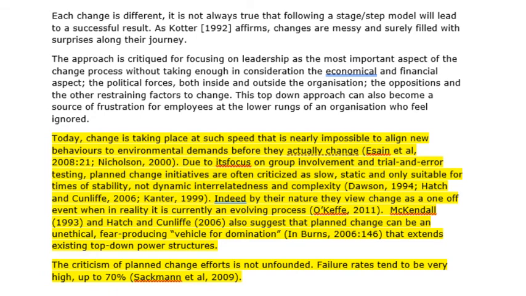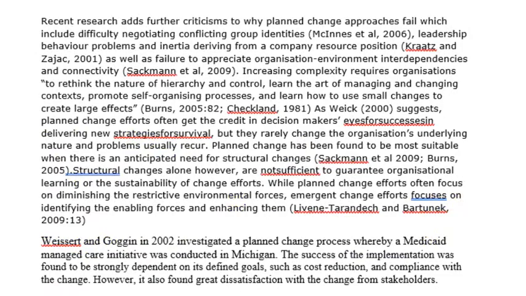Sackman et al., 2009. Recent research adds further criticisms to why planned change approaches fail, which include the difficulty in negotiating conflicting group identities, McKinnon et al., 2006, leadership behaviour problems, and inertia deriving from a company resource position, Kratz and Zajac, 2001, as well as a failure to appreciate organisation-environment interdependencies and connectivity, Sackman et al., 2009.